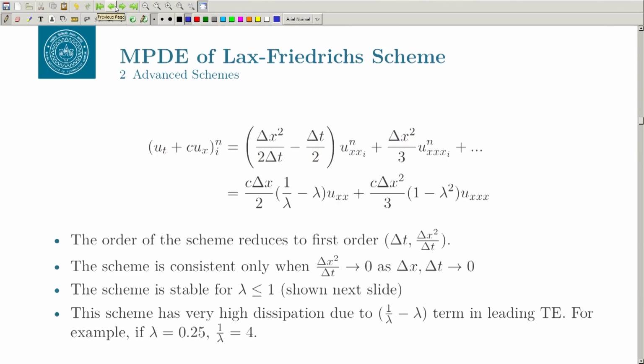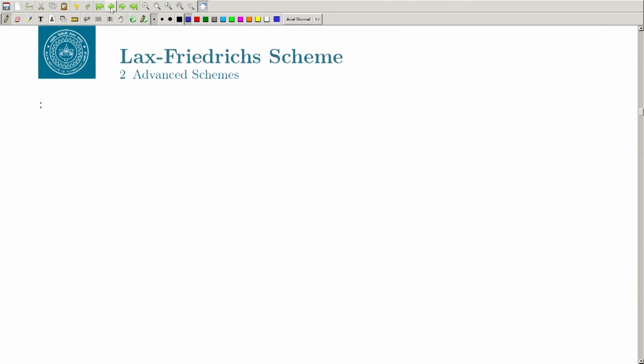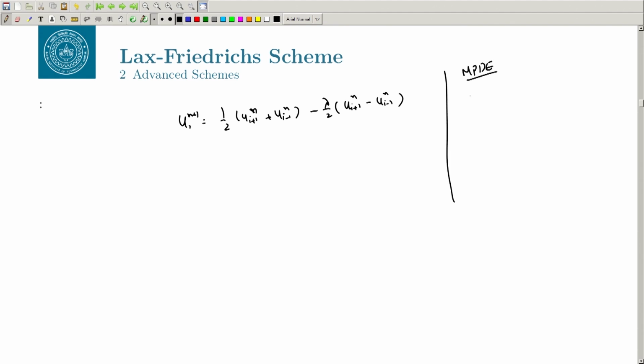Now, let us discuss a little bit about the other properties of this scheme, right. So, we want to do this modified PDE analysis for this. That will be u_i^n plus 1 equals half u_{i+1}^n plus u_{i-1}^n, minus lambda by 2 times u_{i+1}^n minus u_{i-1}^n. Okay, so how we used to do MPD, if you recall, we will use the Taylor series for both time and space.